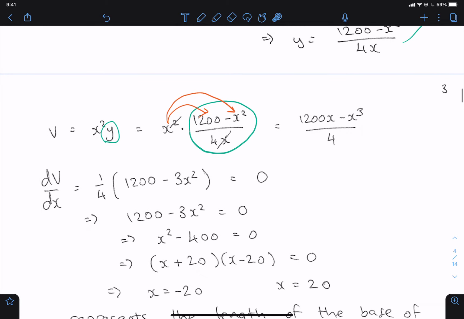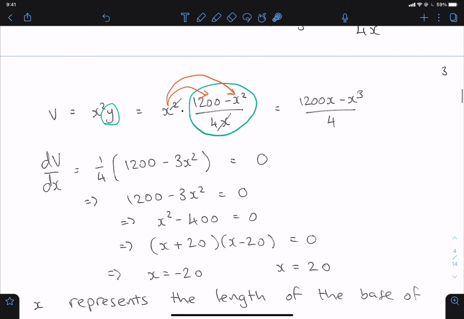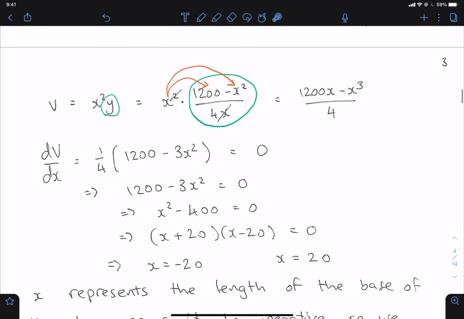Now we multiply both sides by 4, so this 4 is gone, and we have this thing equal to 0. Then we also divide both sides by 3. So this 1200 now becomes 400, and this 3x squared becomes x squared.